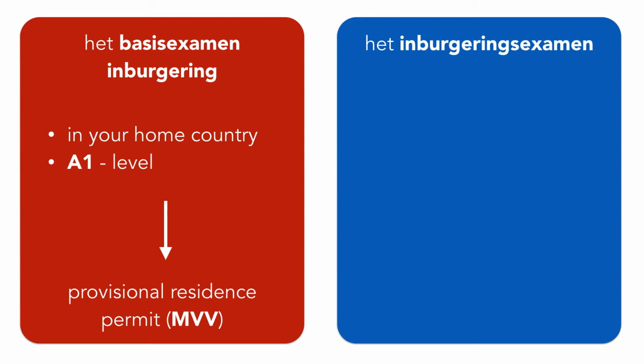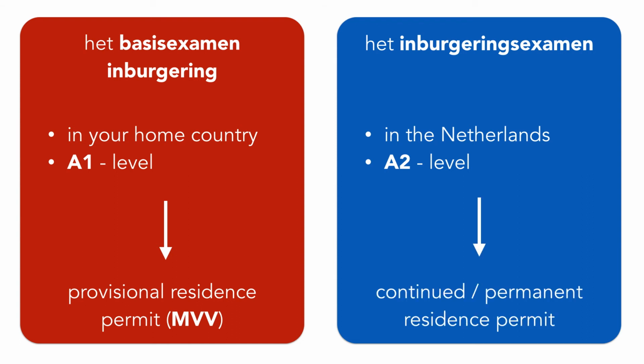In the Netherlands, you need to prepare for het inburgeringsexamen. Your level of Dutch should be A2. Passing this exam is one of the conditions to convert your provisional residence permit into a permanent residence permit.